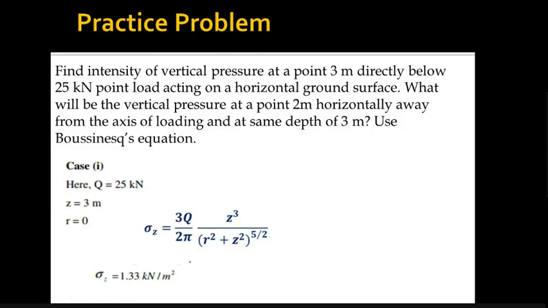square. For the second half of the problem, they have given the vertical stress at 2 meter horizontally away from the axis and at the same depth of 3 meter. Hence, for the second case, we will consider r as 2 meter and z will be 3 meter. With the same formula, we will determine the sigma z value as 0.53 kilonewton per meter square. Thank you.